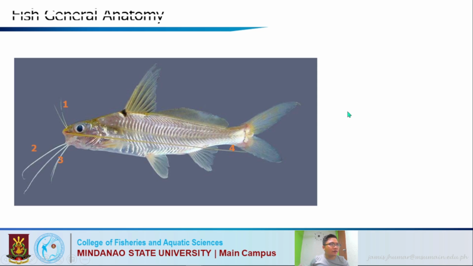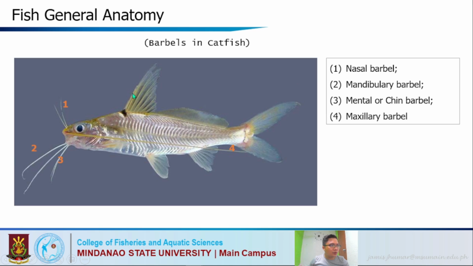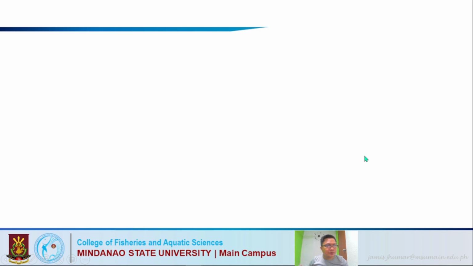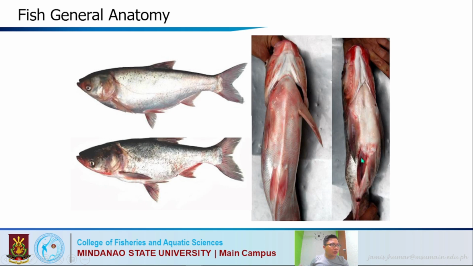And then here we have some of the barbels of a catfish. So it is numbered. Now this one is the nasal barbel. Second is the mandibular barbel, and then the mental or chin barbel. And the fourth, the longest barbel, is the maxillary barbel. Okay, so that's that. And then some more.